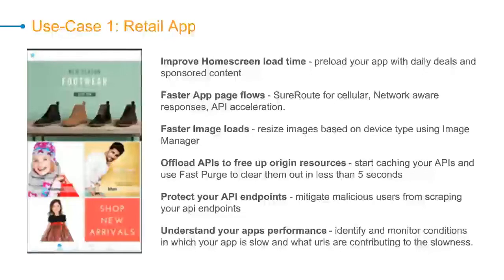When I speak with customers about caching APIs, one of the concerns they tell us is, all right, if I cache my APIs, how soon can I remove that from your cache? If something goes wrong, I want to immediately remove it. And the good news is we have Fast Purge, which allows you to remove that content in less than 5 seconds. So you've got to start thinking of what content you can offload to an Akamai server, be it images or APIs, because now you have the ability to remove that content in less than 5 seconds.